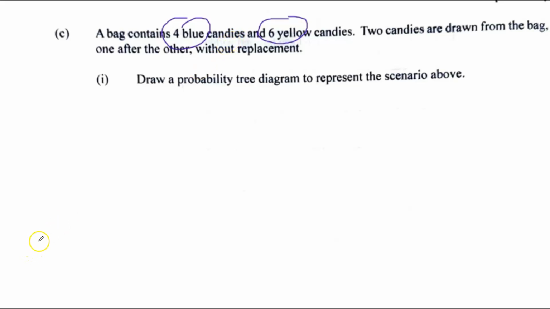Alright, so the tree diagram. Let's start. Let's do our branches. So at the end of the branch we put the possibilities. Alright, so this first draw.